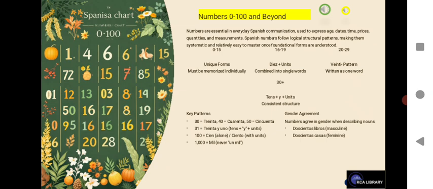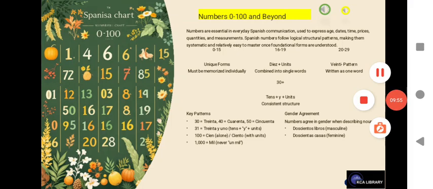1, 2, 3, 4, 5, 6, 7, 8, 9, 10, 11, 12, 13, 14, 15. Ten plus units: 16 to 19. Numbers from 16 to 19 are formed by combining 10 with the unit number, often in a single word.